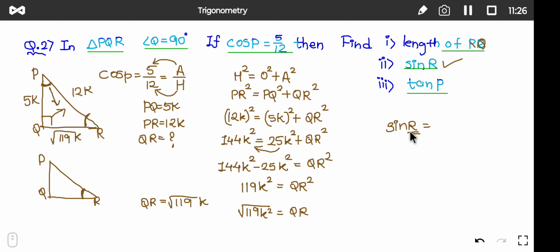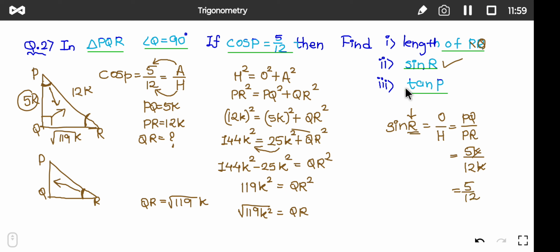So what is the formula for sine? Sine is opposite upon hypotenuse. But opposite from which angle? R angle. So what is the opposite side of angle R? PQ. So we have to write down PQ divided by hypotenuse, which is PR. Okay. So PQ is nothing but here 5k. So we'll write down 5k divided by PR. The value of PR is 12k. So k and k will get cancelled. So our answer is 5 by 12.